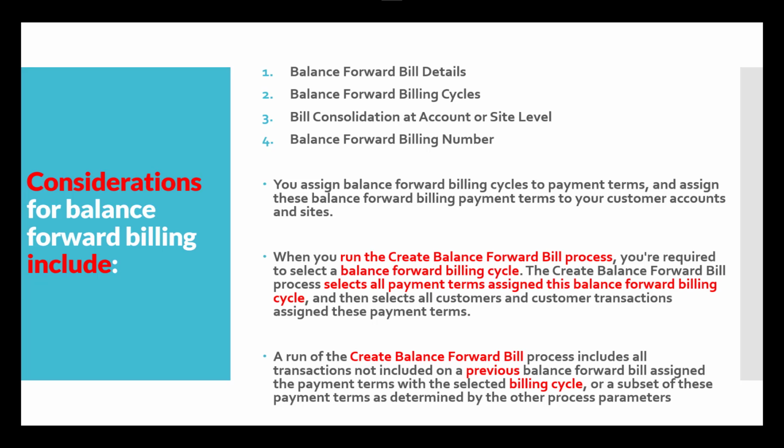A run of the create balance forward bill process includes all transactions not included on a previous balance forward bill, assigned the payment term with the selected billing cycle, or a subset of this payment term as determined by the other process parameters. During the run of the ESS process create balance forward bill, it will include some of the transactions. Again, if you run it one more time, it will select other transactions which were not included in the first or previous balance forward bill.